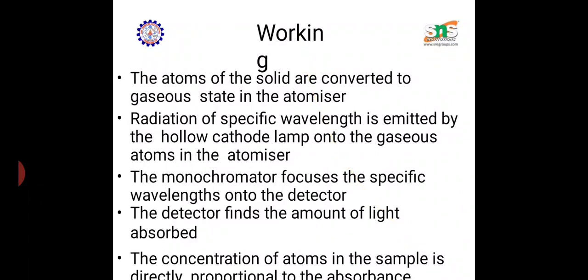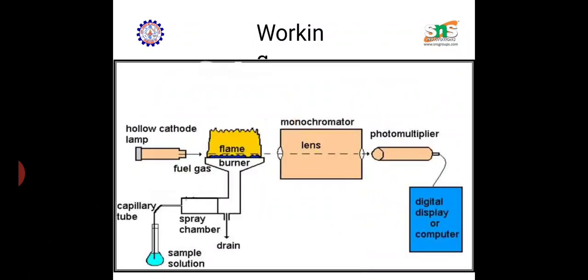And how it works: the atoms of a solid state are converted into a gaseous state by an atomizer. The atomizer makes the molecules into atoms at high temperature. The radiation of specific wavelength from a hollow cathode lamp is passed through. There will be a monochromator which focuses a certain wavelength over the material. So some type of absorption may take place.